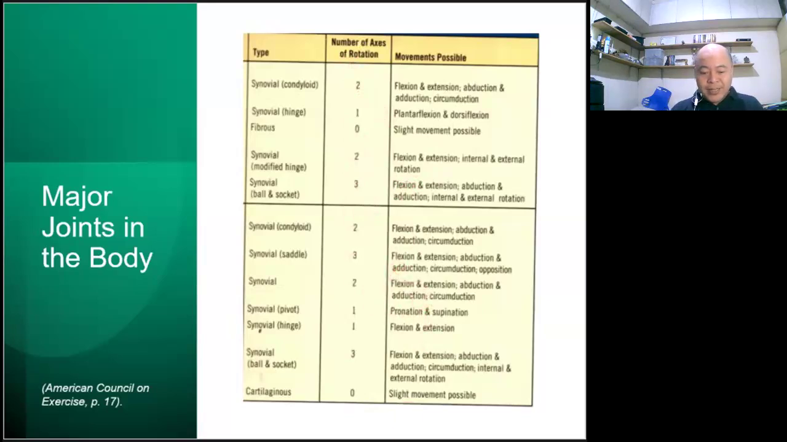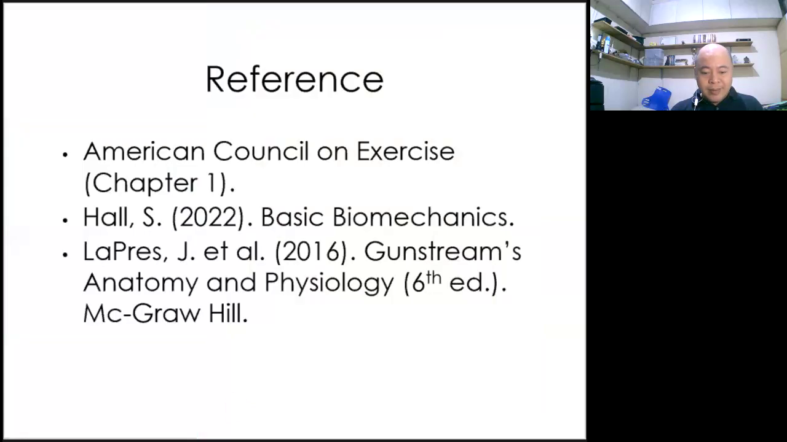So with that, that is the intro to our skeletal system. Here's the reference, and thank you.